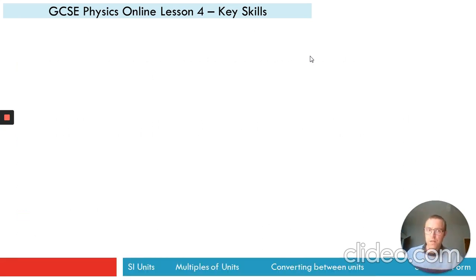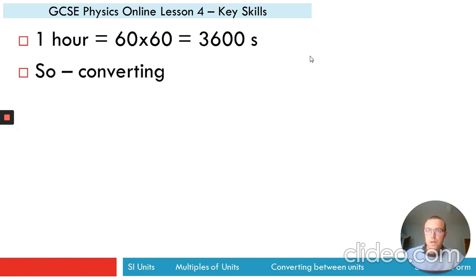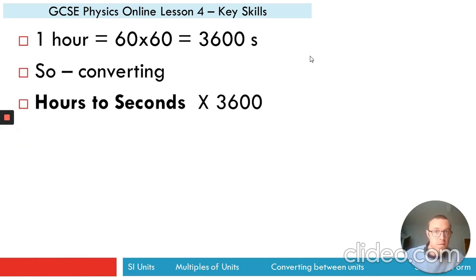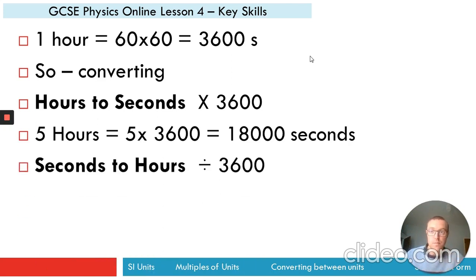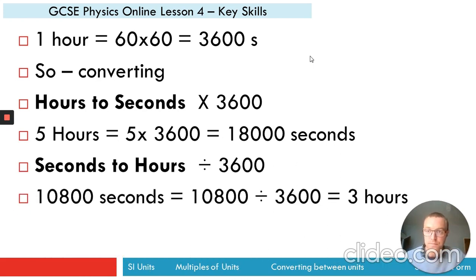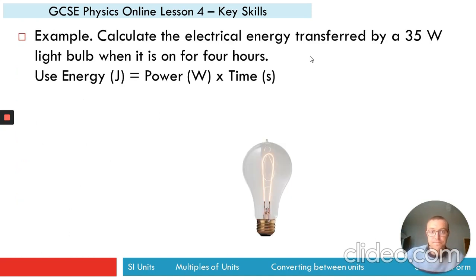It's quite straightforward, really. There we go. 1 hour is 60 times 60, 3,600 seconds. So, hours to seconds multiply by 3,600. 5 hours is 5 times 3,600, which is 18,000 seconds. Simple enough. Seconds to hours, divide by 3,600. So 10,800 seconds in hours is equal to 10,800 divided by 3,600, 3 hours. Simple? I hope so.